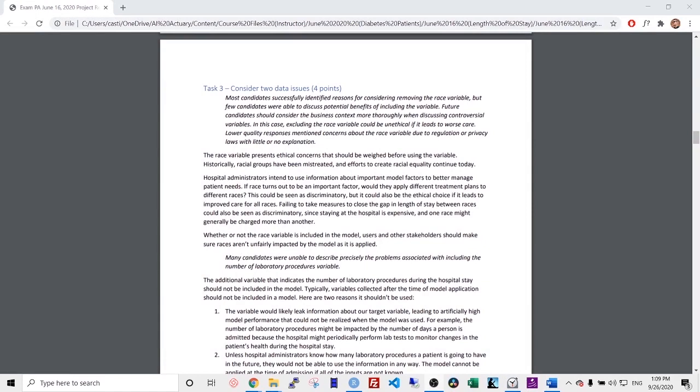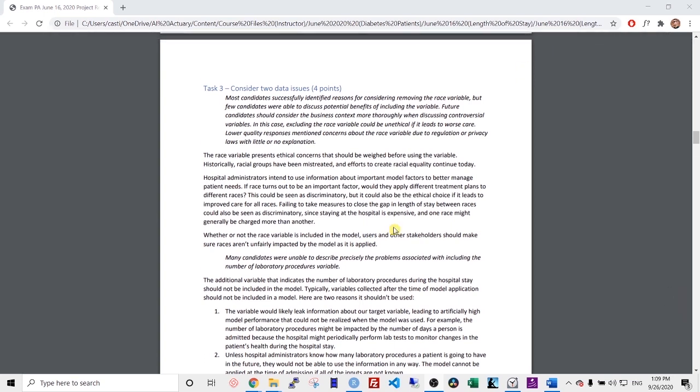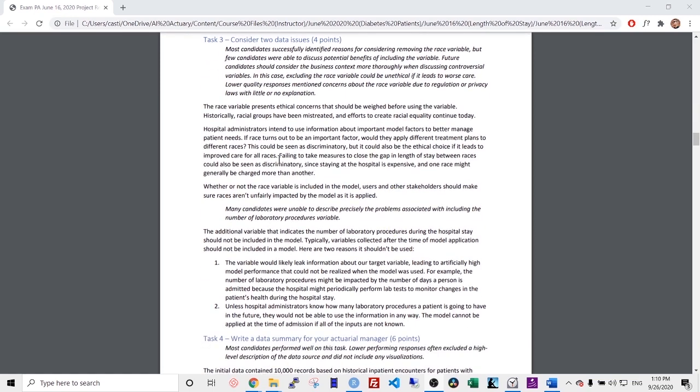Task 3 expects candidates to demonstrate critical thinking skills. So this is more than just using a canned response or repeating an answer that you've heard from another exam. It's expecting you to show that you've thought through the issue and can weigh the pros and cons of either including or not including the data variables. In the case of race, it's important that you don't just look at the advantages, but also the disadvantages. The same is also true for the number of procedures variable. So for race, it said this could be discriminatory, but it also could be ethical if it leads to improved care for all cases. So there's an advantage and a disadvantage.